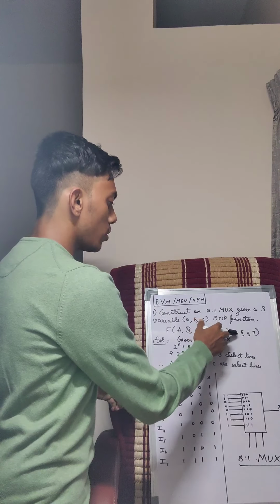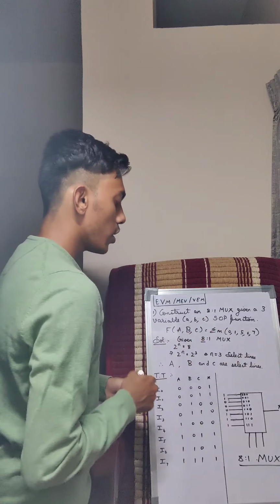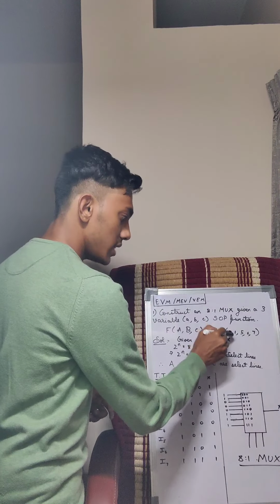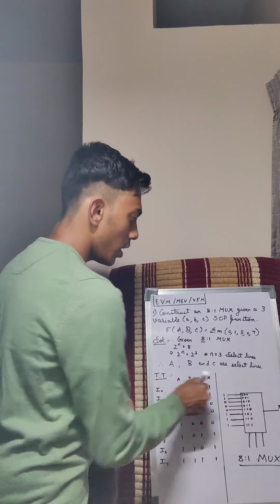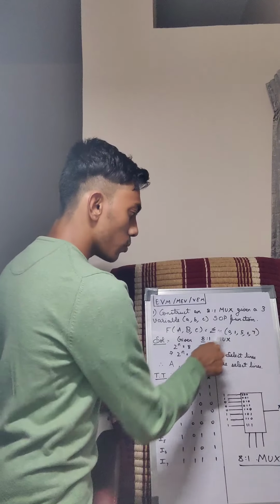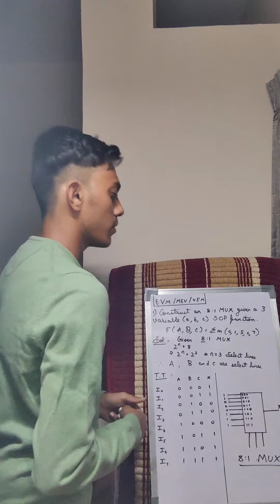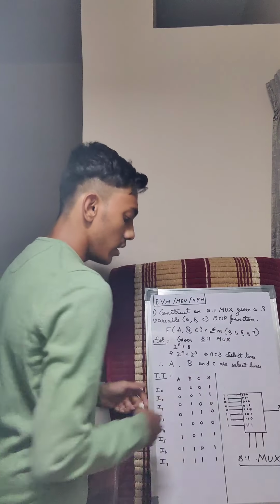And go back to the function that has been given to you. You have 0, 1, 5, 6 and 7. So corresponding to these values: if it is 0, you'll have ABC as 0, 0, 0. Write down 1 there. If it is 1, you'll have 0, 0, 1. Write down 1 there as well. For 5, 6 and 7, do the same.